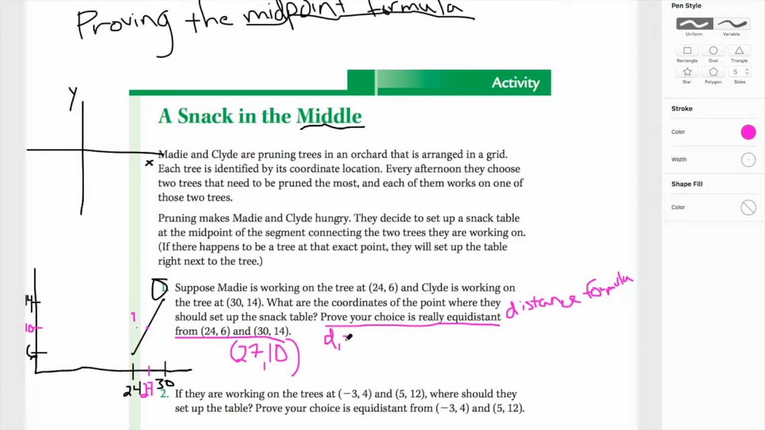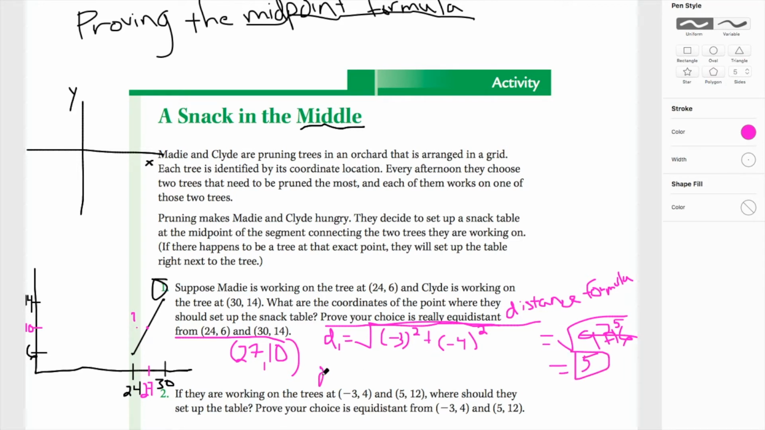All right, distance from tree number 1 to where we think the midpoint is going to be: square root of 24 minus 27 is negative 3. Square it. Plus 6 minus 10 is negative 4. Square it. So we'd have positive 9, since negative 3 squared is positive 9, and negative 4 squared is positive 16. So that's the square root of 25. And the principal square root of 25 is 5. So our distance is 5 away.